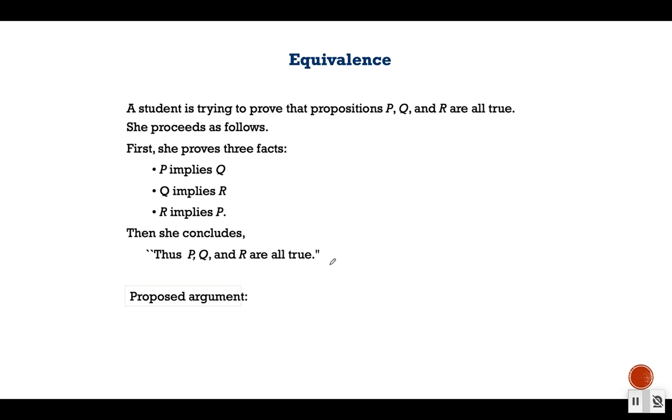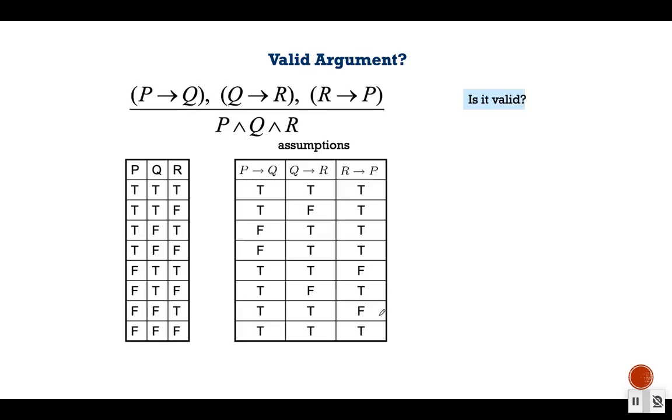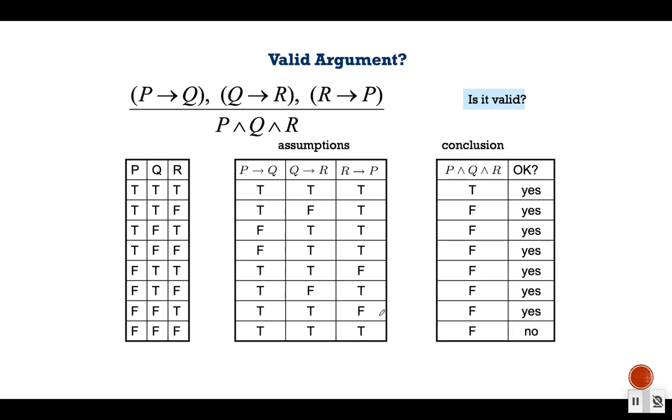So how can we represent this argument? p implies q is true, q implies r is true, r implies p is true. That is all of our assumptions or hypotheses. Now the conclusion is p is true, q is true, and r is true. How can we find out whether this is valid or not? Obviously we can find out using a truth table. We draw the truth table with all the combinations of p, q, and r.